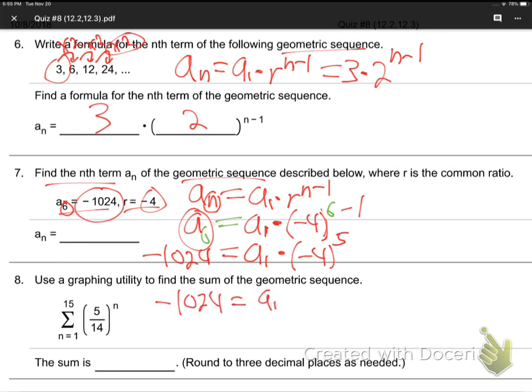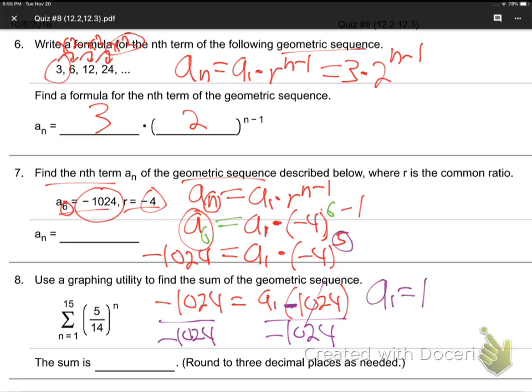What is minus 4 to the 5th? It's negative 1,024, because with the 5th power, 5 negatives is negative. So divide both sides by negative 1,024. Boom, you're going to get A1 is 1, because this over this is 1. So A1 is 1.